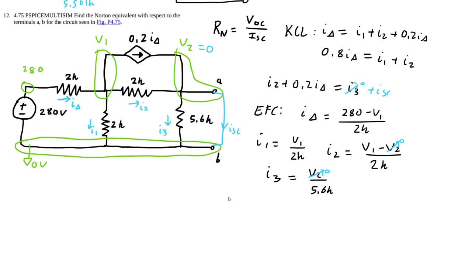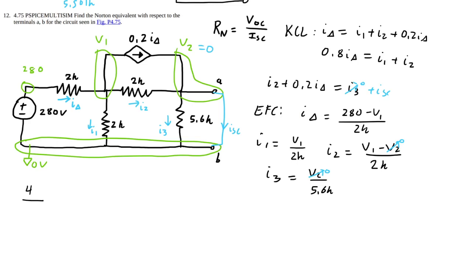To find our short circuit, we're going to need to find V1. So I'm going to use the other KCL to do that. I already have 0.8 I delta. That first equation is the same equation; I just simplified it by getting rid of the extra 0.2. 0.8 I delta equals I1 plus I2. So that means 4/5 of I delta, which we already have an equation for right here. So we're going to multiply by 4 and divide by 5.